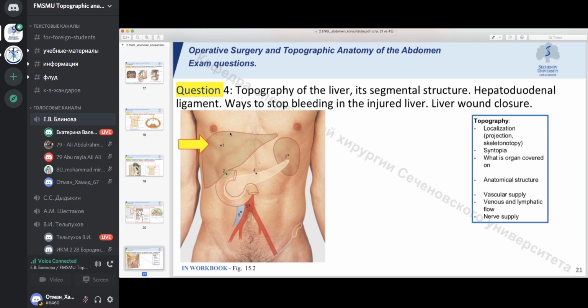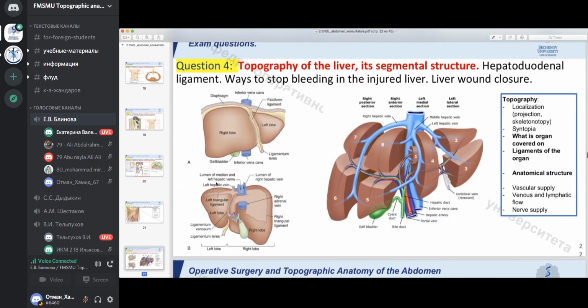Skeletotopy: superiorly the fourth intercostal space, inferiorly the 10th rib or costal arch. Syntopy: superiorly the neighbor is the diaphragm, not attached to the diaphragm; inferiorly the gallbladder and the duodenum. Here is the right colic flexure, and also here the superior part of the kidney. Then the structure of the liver.